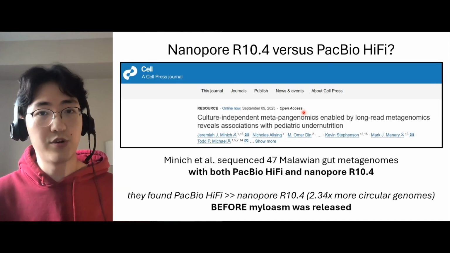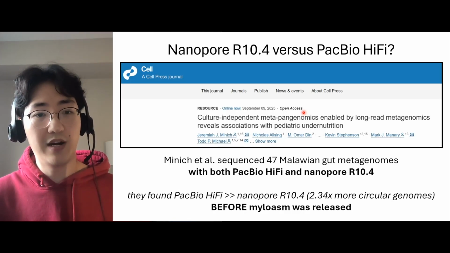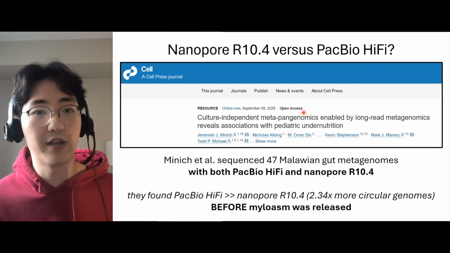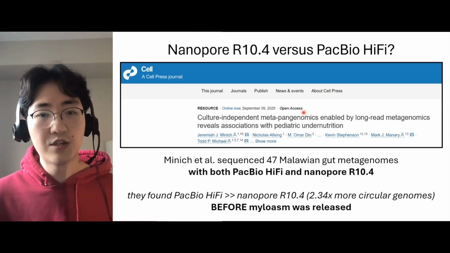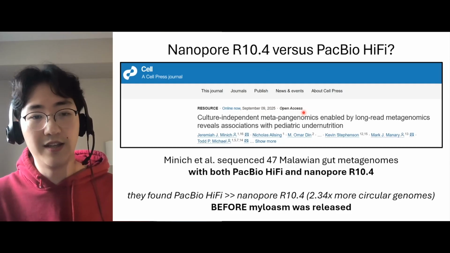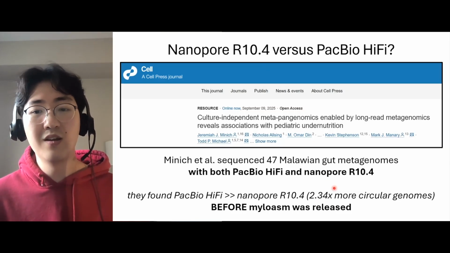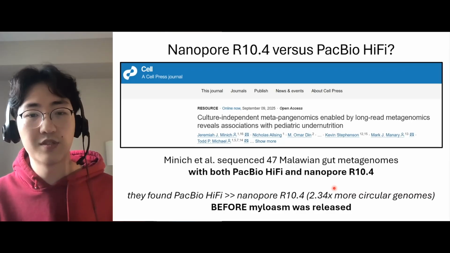And one particular story I like to highlight here is Nanopore versus PacBio HiFi. In this wonderful study by Minnick et al. that came out last year, they sequenced 47 Malawian gut metagenomes with both technologies. And they found that with PacBio HiFi, they got 2.3 times more circular genomes than Nanopore.